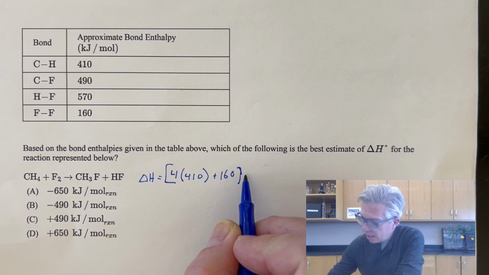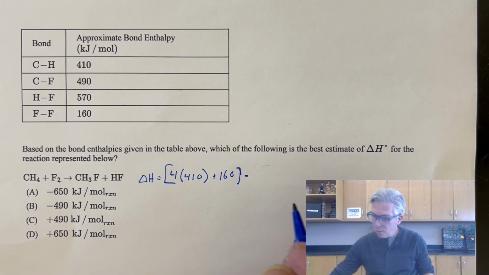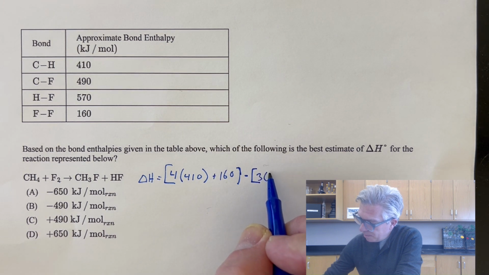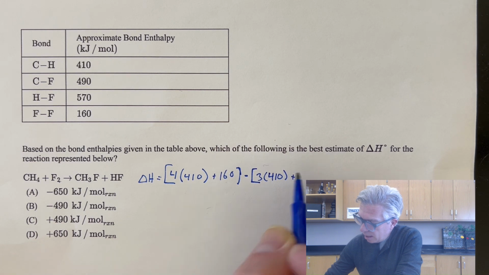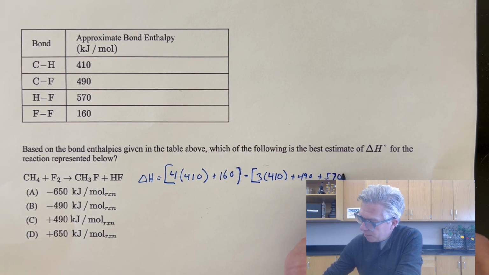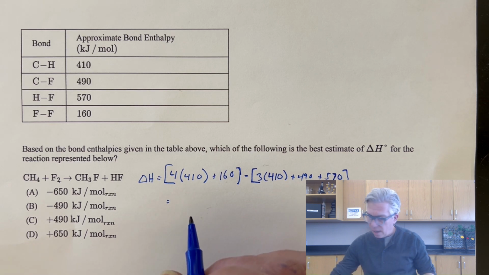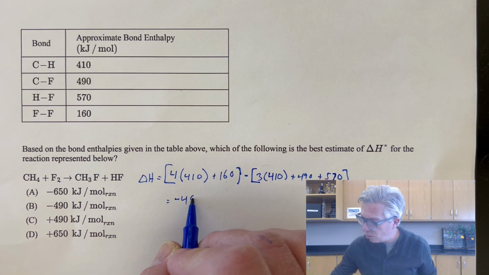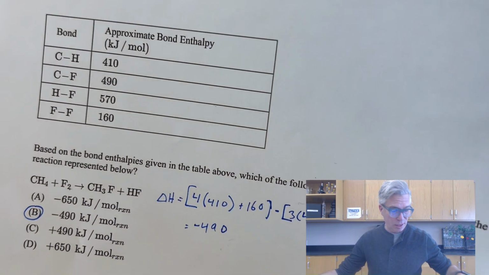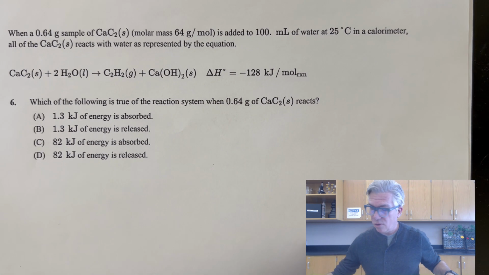Get the total on that side, minus the bonds formed, which is going to be 3 of the CH bonds, and 1 of the CF bonds, 490, and 1 of the HF bonds, which is 570. And if I do that math, I get something very close to negative 490, and that means letter B is my answer. So you might have to do a calculation for some of these questions, and I apologize for that. That's just kind of the way things are going to roll.